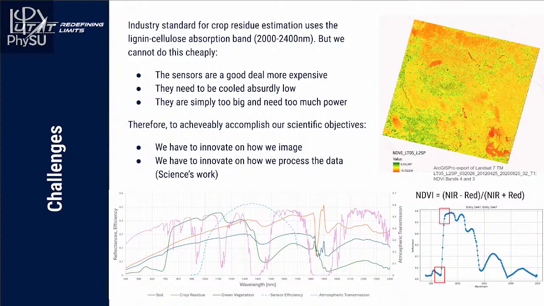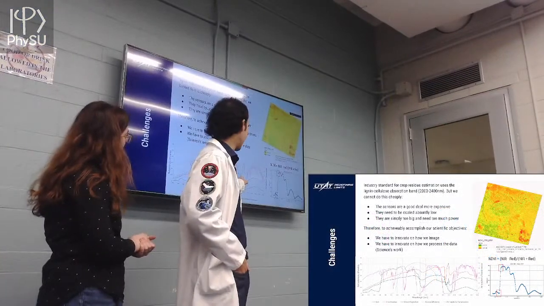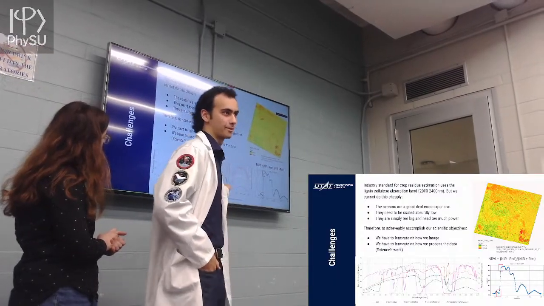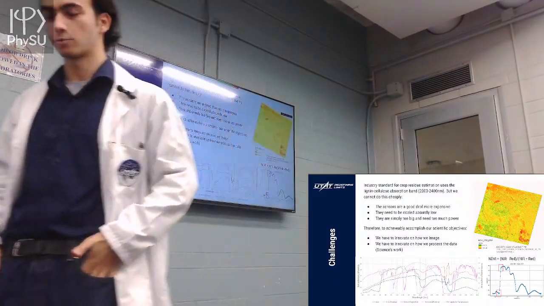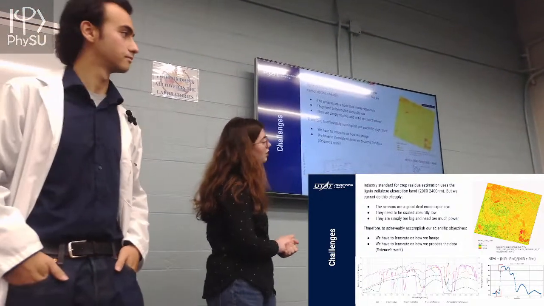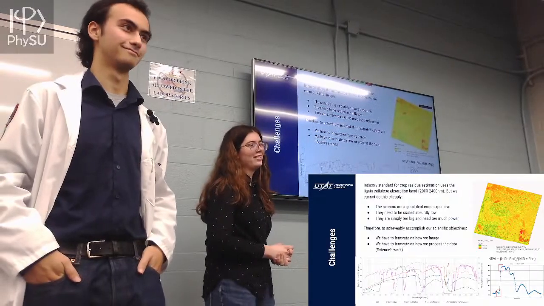I should mention, the lignin cellulose absorption band is here. Our spectral range ends here. We are simply not able to image the lignin cellulose absorption band, which is the industry standard for non-photosynthetic vegetation. Yeah, that's what makes our job hard.